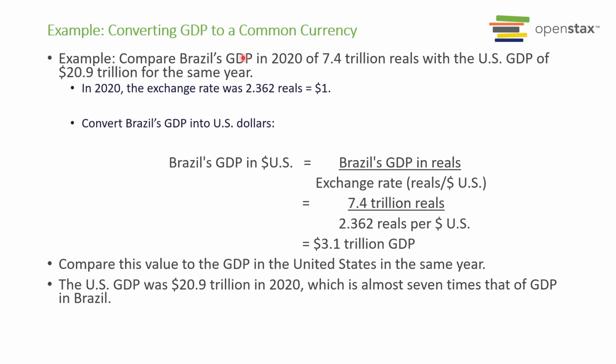So here's a pretty good example from your textbook. Let's compare Brazil's GDP in 2020 of 7.4 trillion real. Now this doesn't look like a dollar. It definitely is not. And then we want to compare this to the US GDP of $20.9 trillion, for the same year, 2020. The exchange rate was 2.362 real to $1. And the way you want to do this is you want to write this in a way where the units cancel. So we should follow this here, but let me show you what you can do.